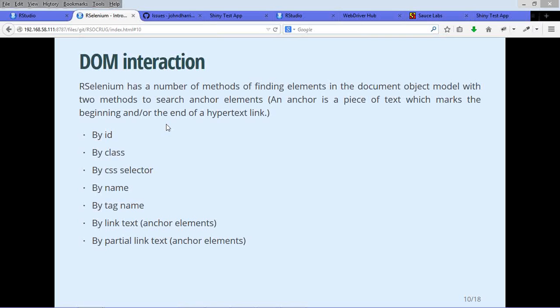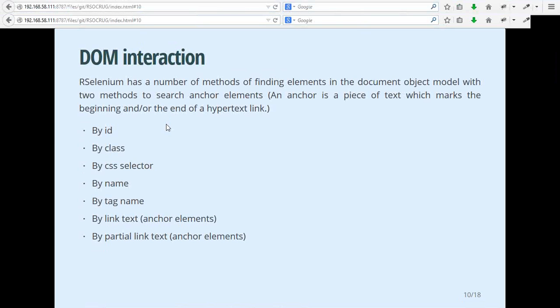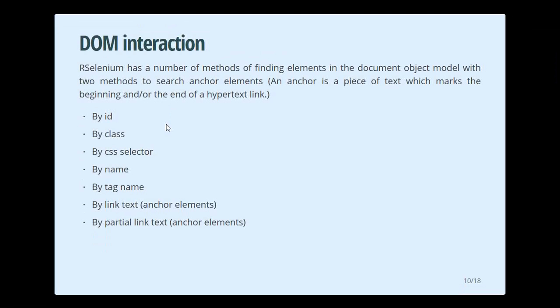The next important topic is interacting with the DOM, or the document object model. So RSelenium has a number of methods of finding elements in the document object model. Two of the methods are specific to anchor elements. So what's an anchor element? If you look at your HTML source and you see an A tag, that's an anchor element. It's a piece of text which marks the beginning and/or end of a hypertext link.